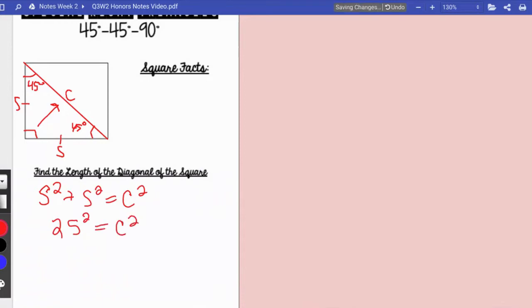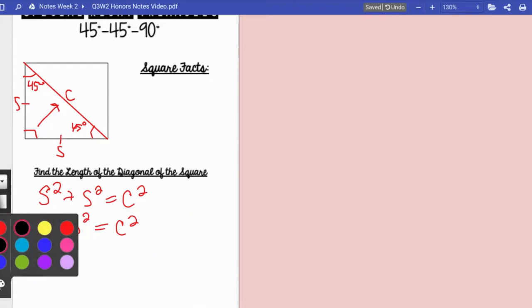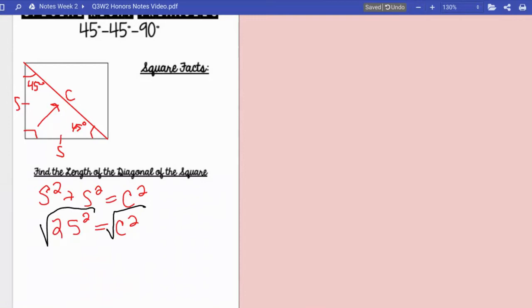Now we're solving for C. Since we're solving for C, we want to get C by itself, so that means we have to get rid of the squared sign. To get rid of the squared sign, we're going to take the square root of both sides. Now remember, when you take the square root of two things that are multiplied together, we take the square root of 2, then we times it by the square root of S squared. We separate them out. That's going to equal C.